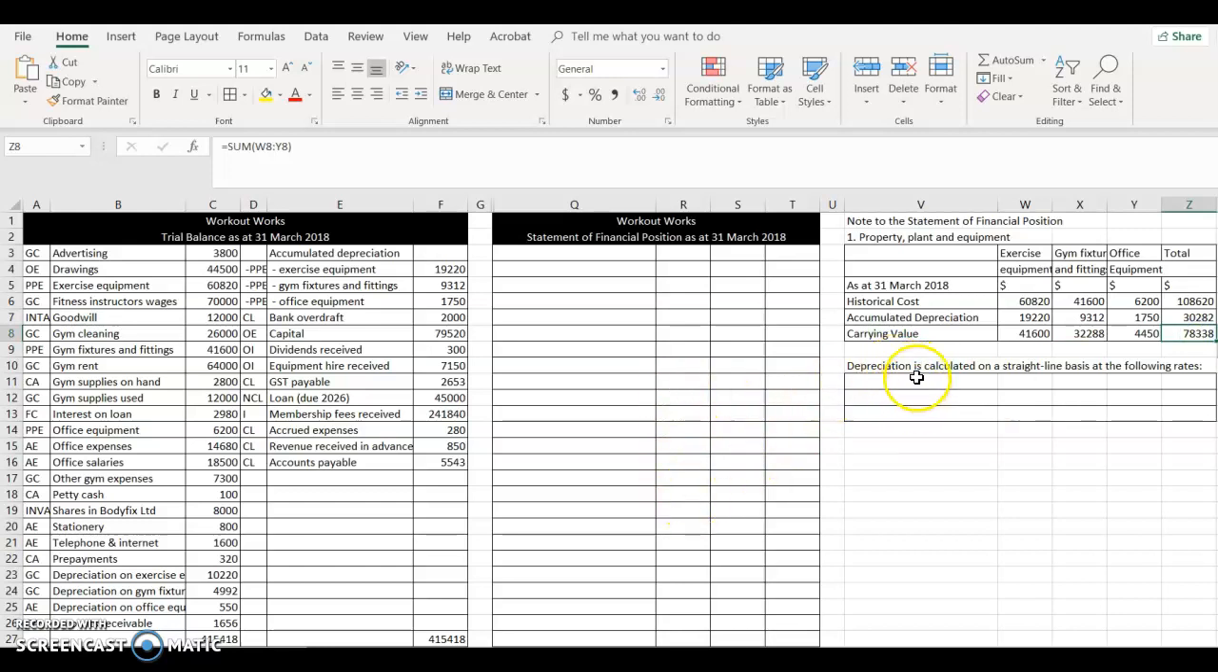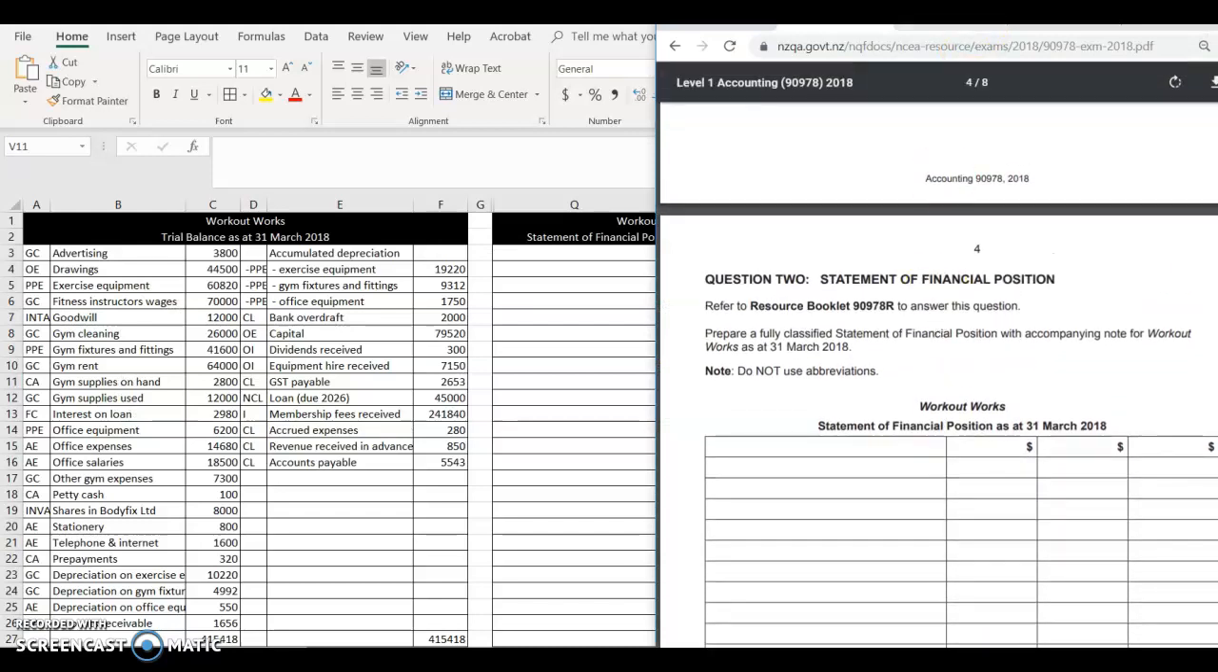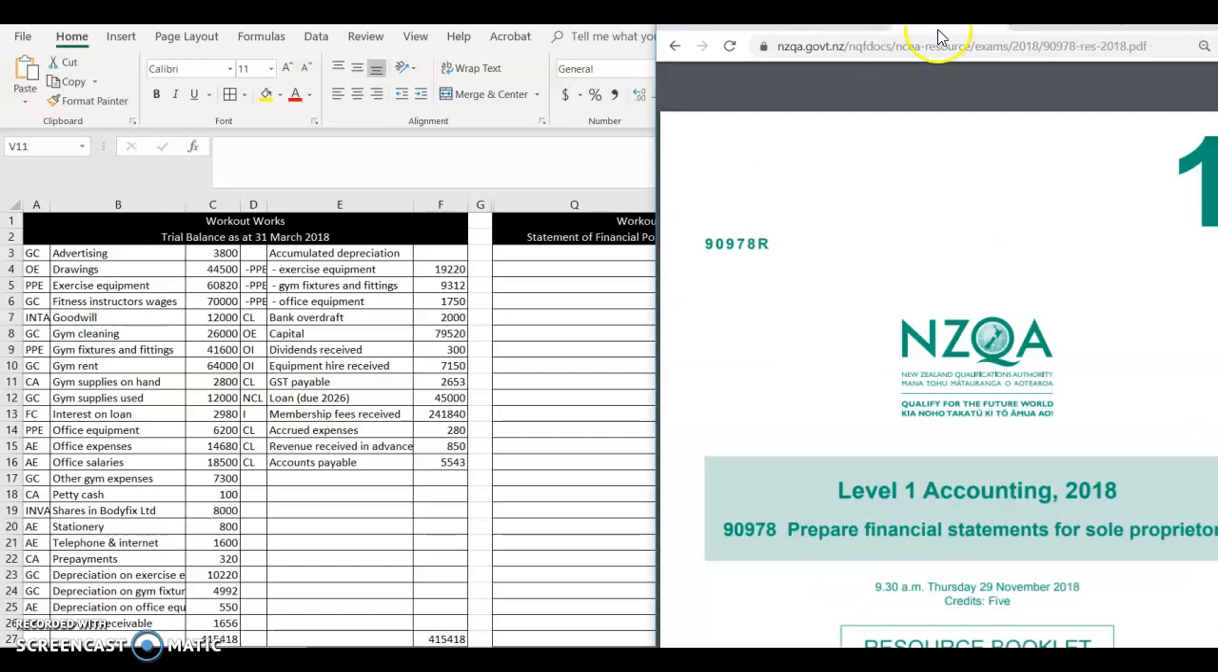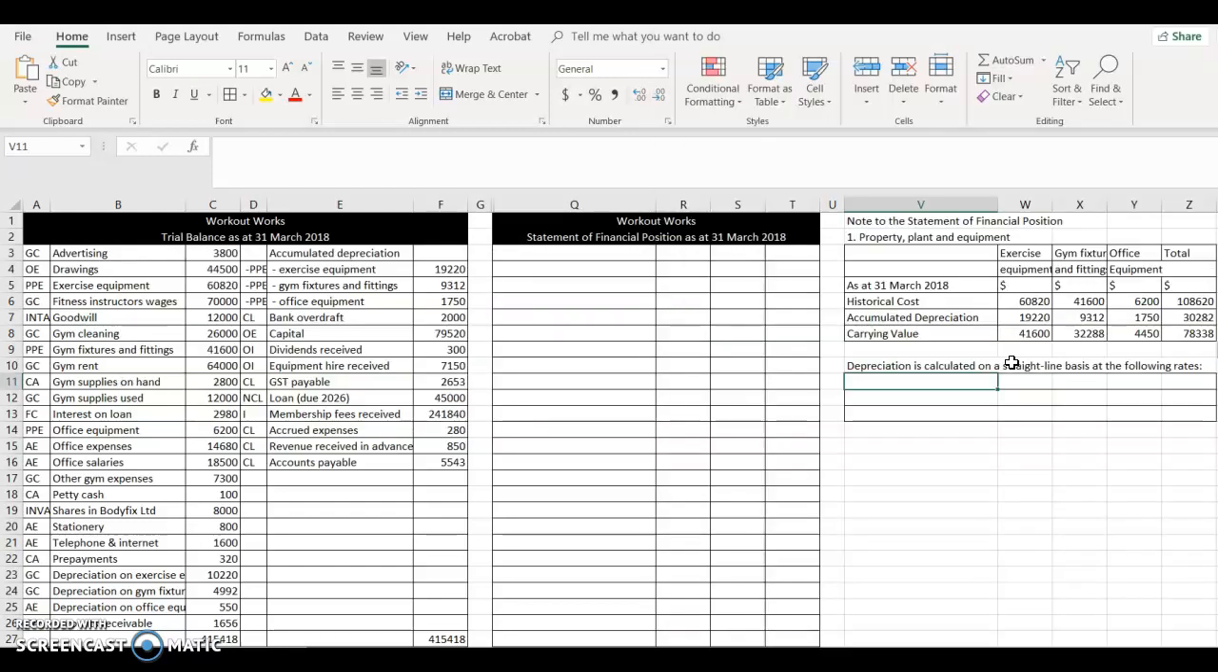Over here, you may as well get these two achieved grades as well. Depreciation is calculated on a straight line basis using the following rates. So again, to the question, actually, we're after the resource sheet. That one. And it tells us here, depreciation on exercise equipment, $5,400 a year. That's what we write. Thank you for an achieved mark.